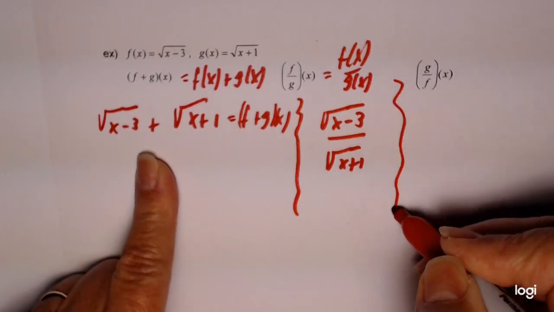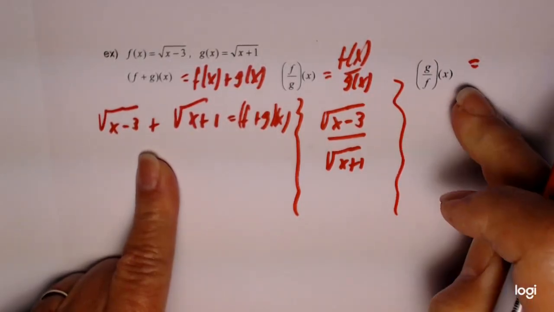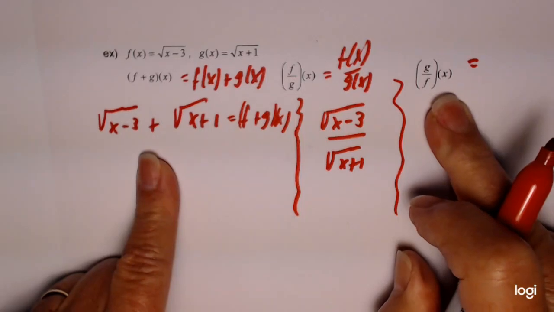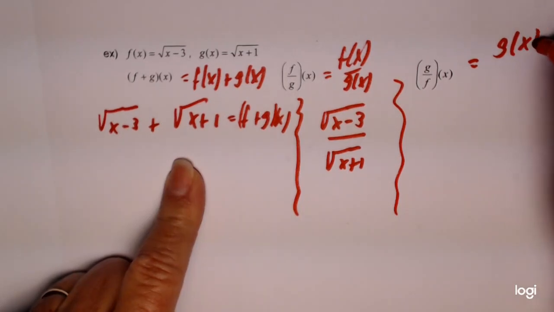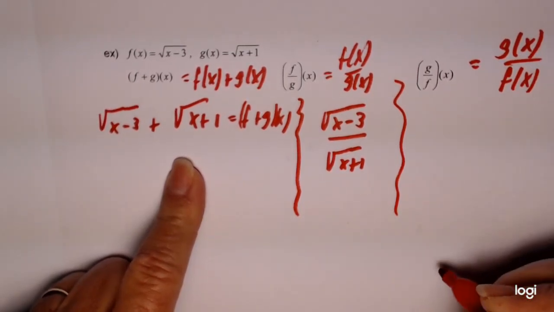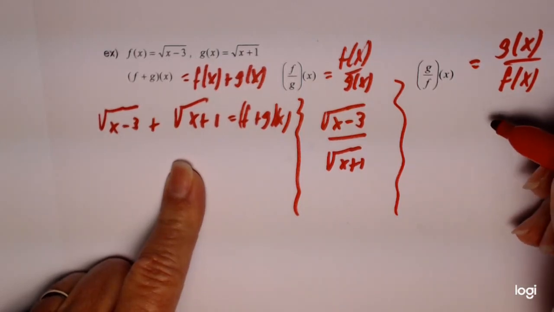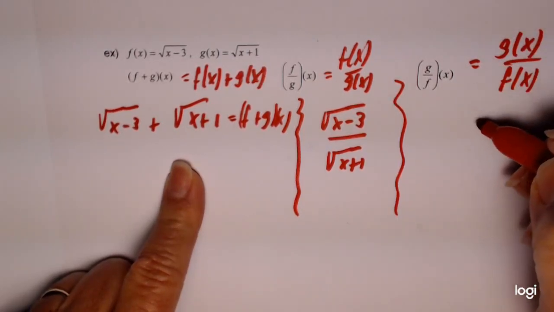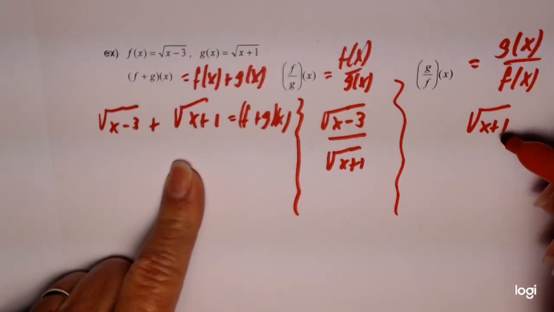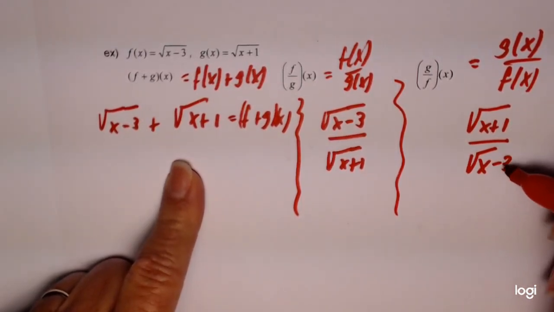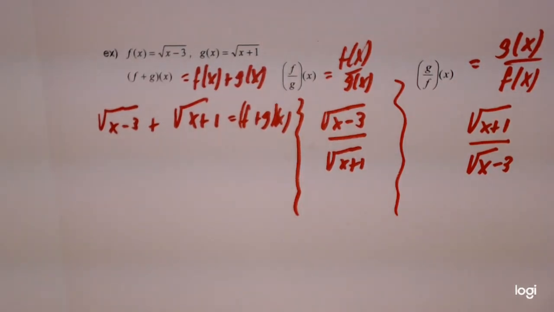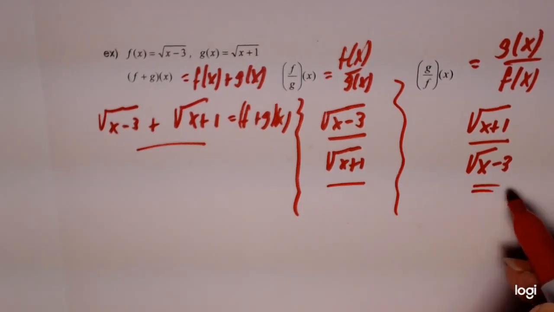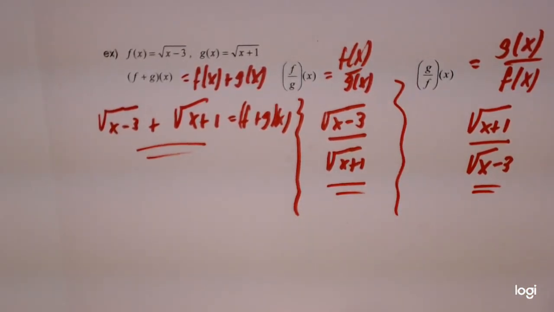And then here, this we're going to divide, but now we're going to do g of x divided by f of x. So we're going to switch which function's in our numerator, which function is in our denominator. So for this one, we have square root x plus 1 over square root x minus 3. So here are the new functions that we've created. This, and this. Now let's take a look at the domains.